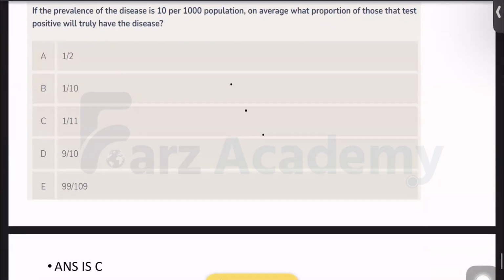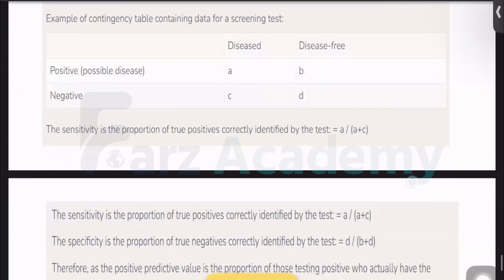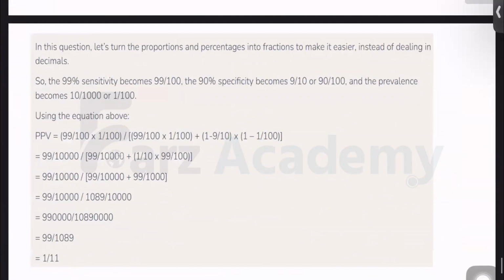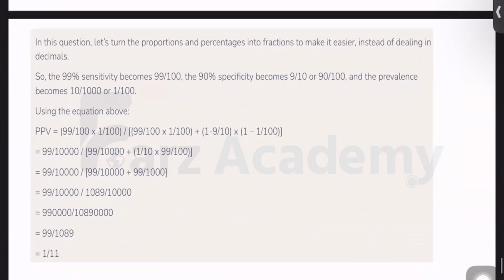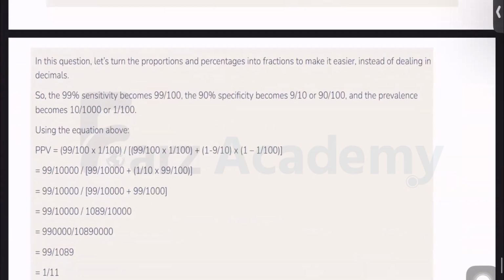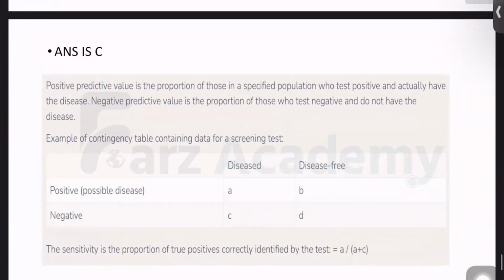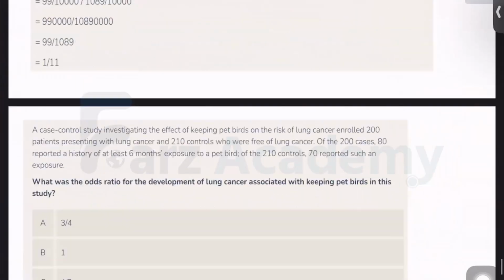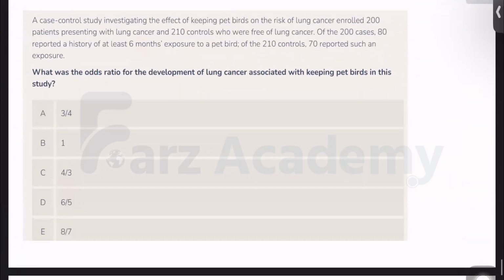Okay, yes ma'am, thank you. Okay, this is very complicated. If you are able to remember the formula, it's well and good. Otherwise, the best thing is the table, because next day, if they ask you negative predictive value or anything, you don't have to remember extra formulas. Next question.